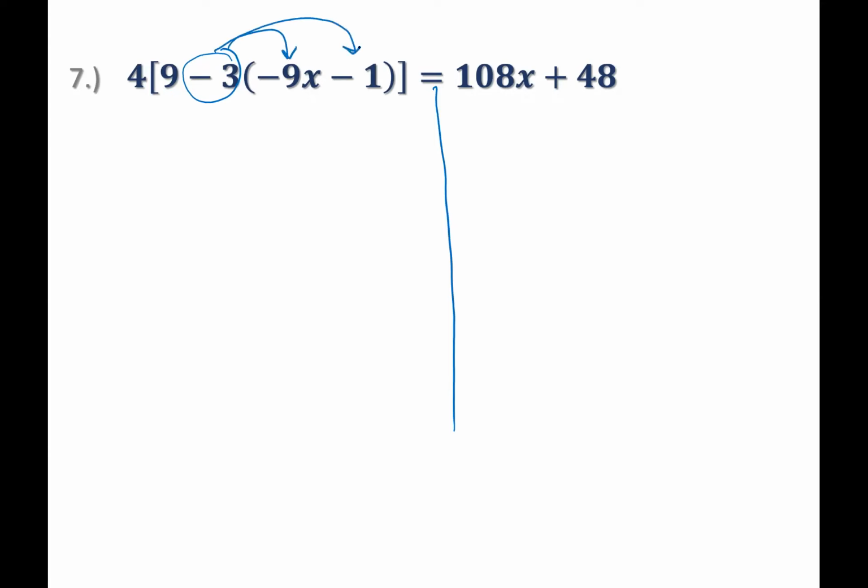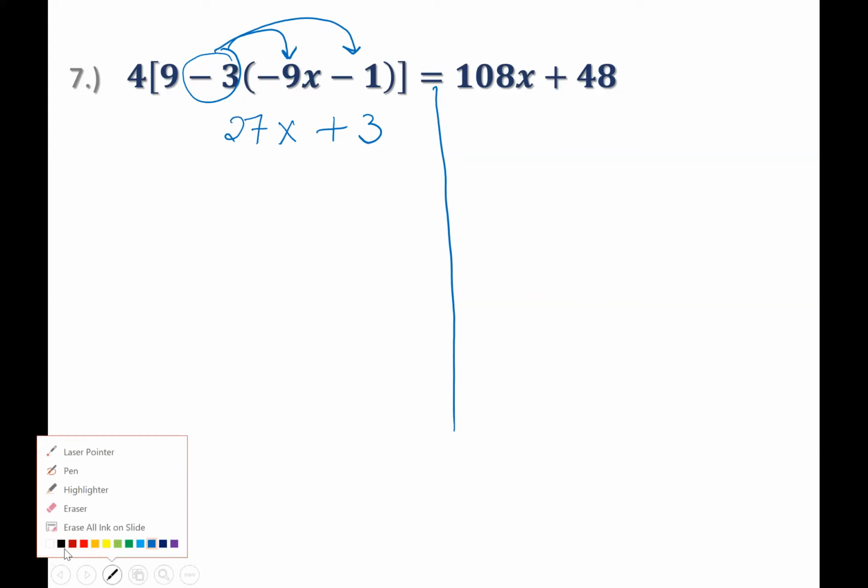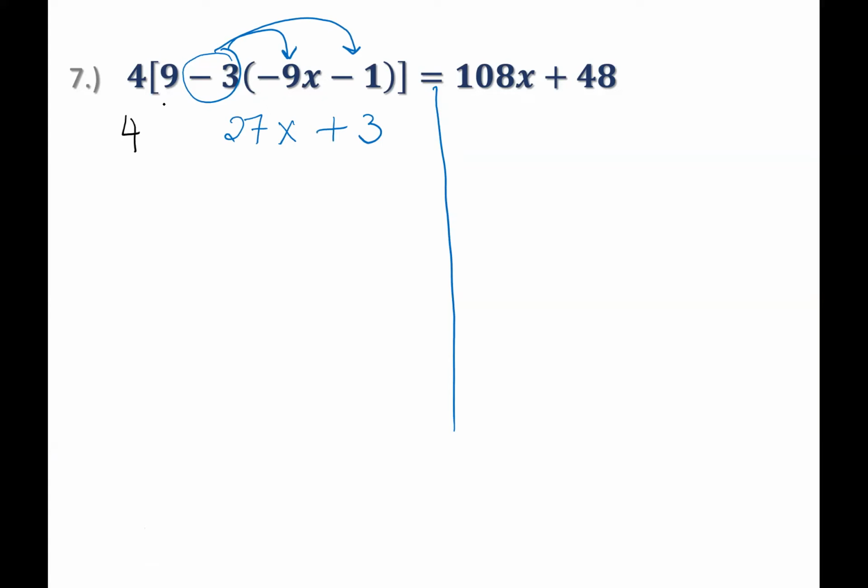So that multiplying means distributing here. So the negative 3 is now being distributed. So negative 3 times negative 9x is positive 27x. Negative 3 times negative 1 is positive 3. So I'm writing plus 3. Here's what's still there that I'm going to copy down. I still have a 4 on the outside of these square brackets. I still have this 9.